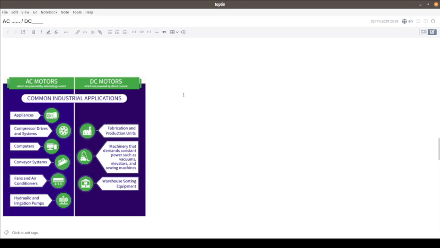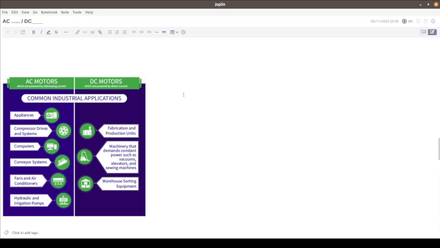So this is the one: AC, fan, appliances, compressor, conveyor system, hydraulic irrigation. It's called the AC motor that is used. In an AC motor, there are two poles, N and S, which rotate, and with respect to them a number of coils are wound. So with respect to that, the AC current is going to be increased.